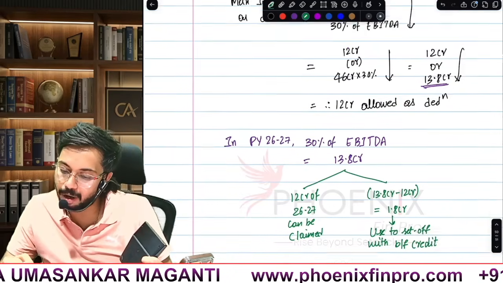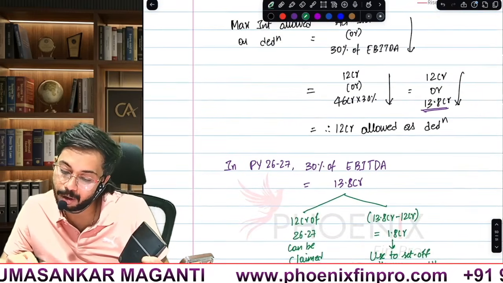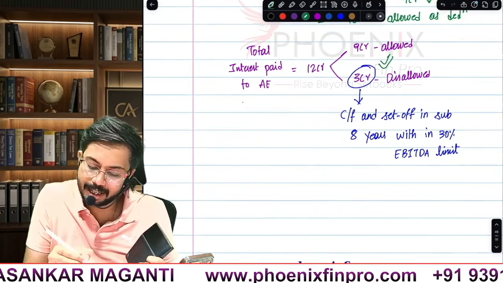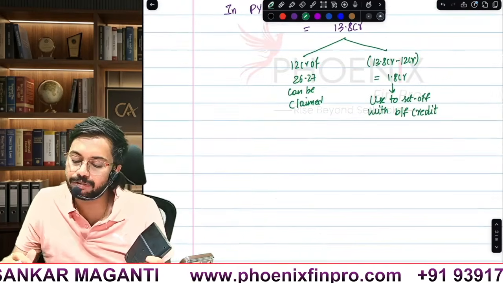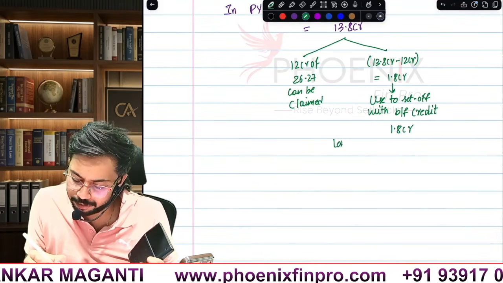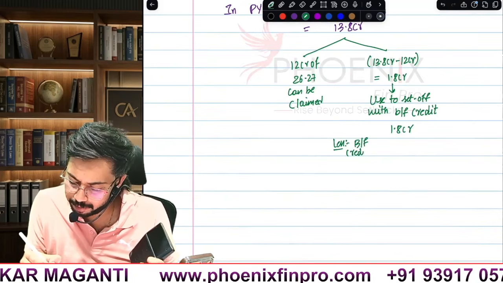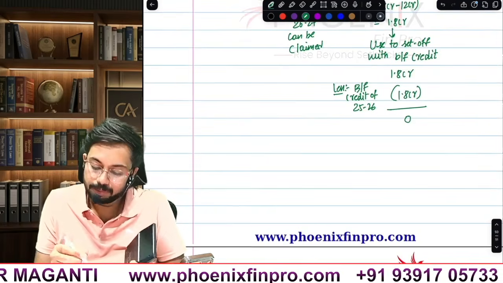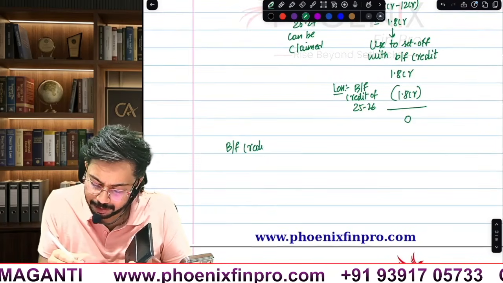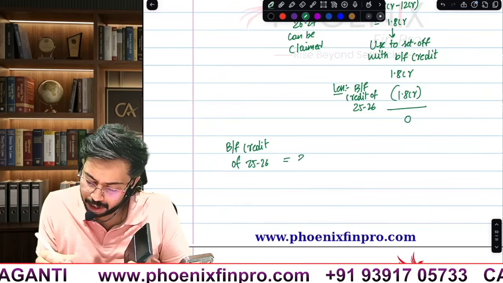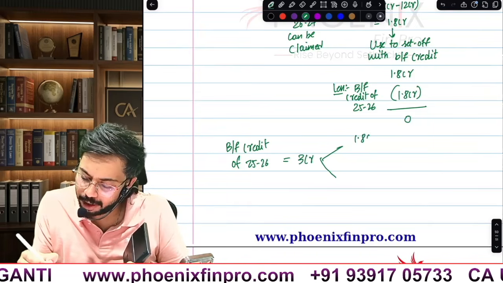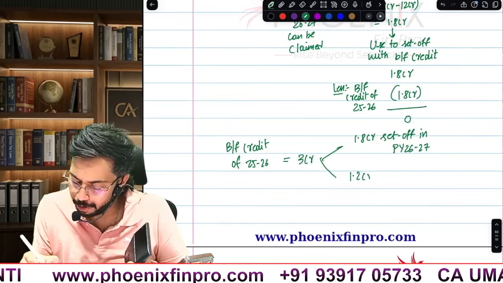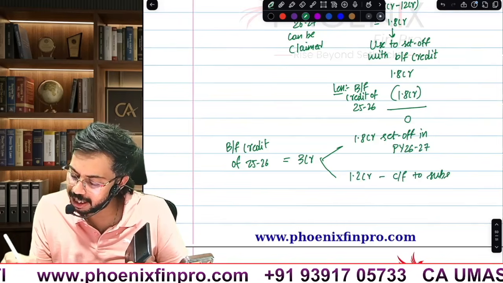How much is brought forward credit? Brought forward credit is 1.8 crores. Am I correct? Sorry, brought forward credit is 3 crores. So from 25-26, how much was brought forwarded? 3 crores. But can you set off 3 crores? No. Total 1.8 crores you can set off, less brought forward credit of 25-26. Out of 3 crores, how much you set off? 1.8 crore set off in 26-27. Balance how much is there? 1.2 crores. This will be carried forward to subsequent 7 assessment years.